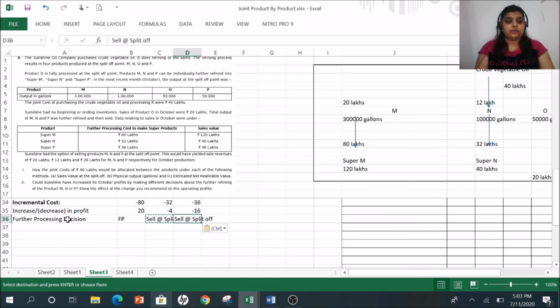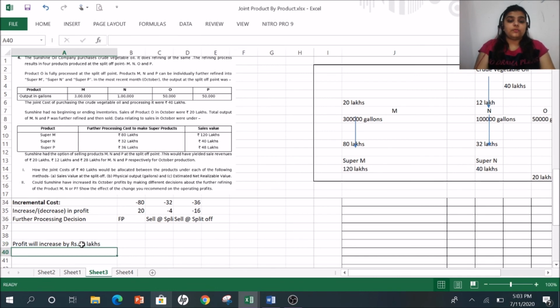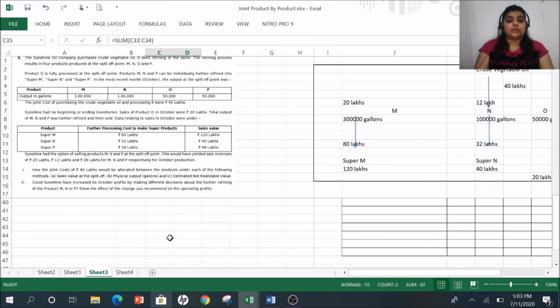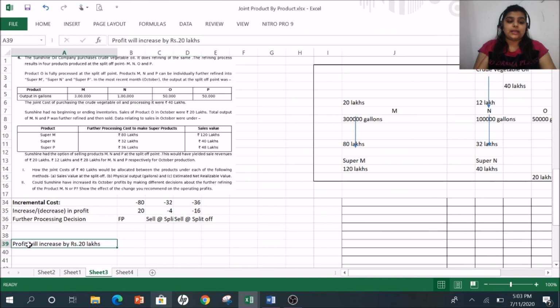And similarly, show the effect of the change you recommend on the operating profit. So because of this change, your profit will increase by rupees 20 lakhs. M का तो हमने डिसीजन चेंज किया ही नहीं, इसको हम लोग पहले भी फर्दर प्रोसेस कर रहे थे, अब भी फर्दर प्रोसेस कर रहे हैं. सो देयर इज नो चेंज इन दिस डिसीजन. वी हैव चेंज्ड द डिसीजन फॉर एन एंड पी. नाउ एन एंड पी, सिंस वी आर टेलिंग देम टू सेल एट स्प्लिट ऑफ, अपना कितना लॉस बच जाएगा? 20 lakhs का लॉस बच जाएगा. दैट मीन्स आवर प्रॉफिट विल गो अप बाई 20 lakhs.